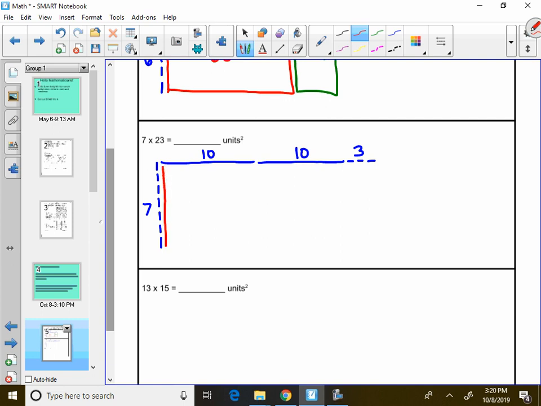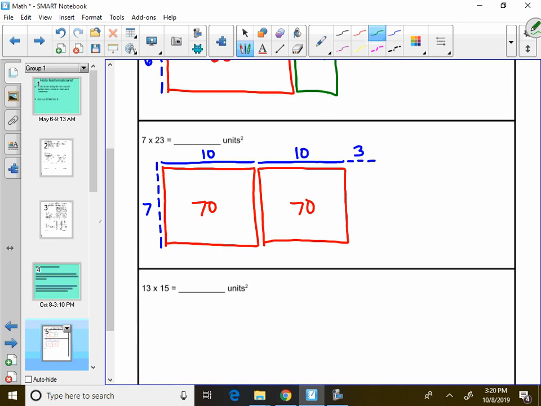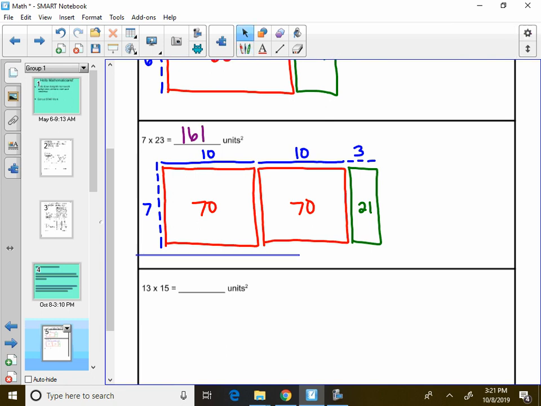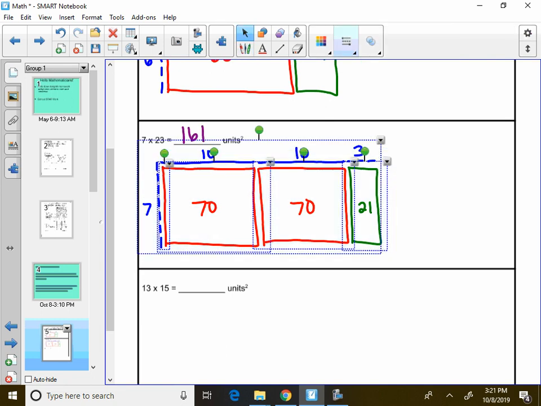7 by 10 equals 70. Another section of 7 by 10 equals 70. And then we have 7 by 3 equals 21. And if we add all of those areas together, 70 plus 70 is 140, plus another 21 is 161 square units.